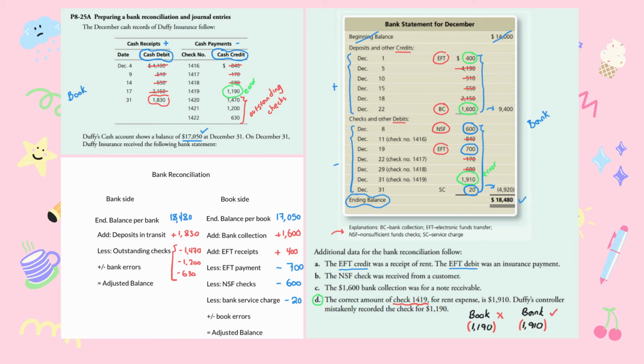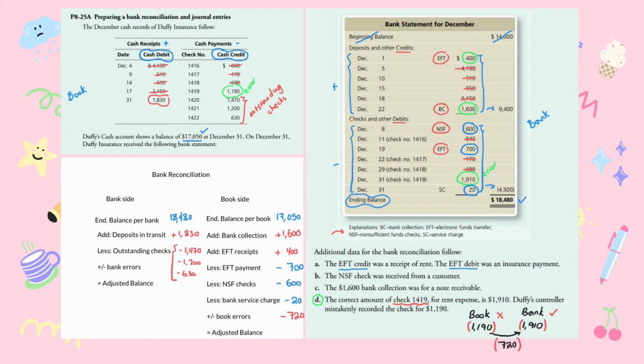Now what shall we do to correct this error? In the book, I subtracted only 1,190, while I should subtract 1,910. So I have a difference of 720. Okay, what shall I do to subtract the correct amount? I need to subtract 720 more. So to correct this book error, I need to subtract 720.